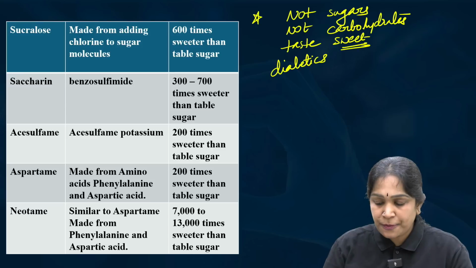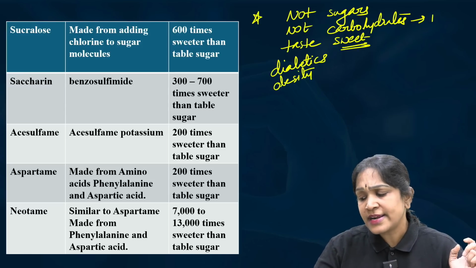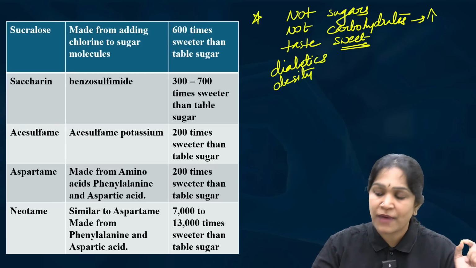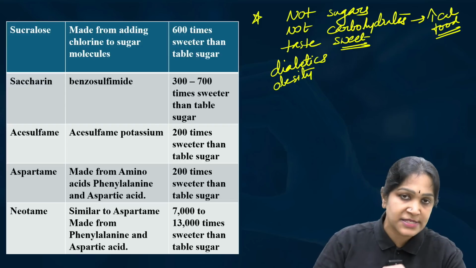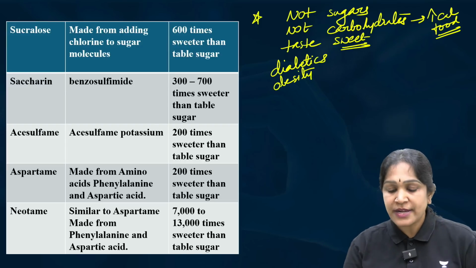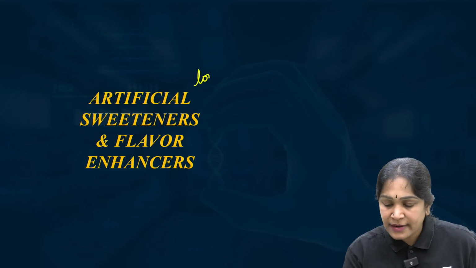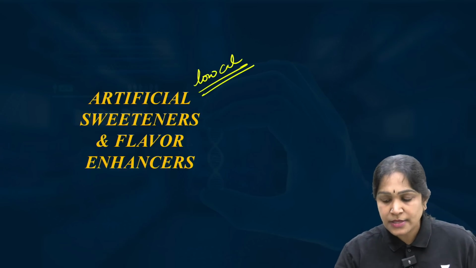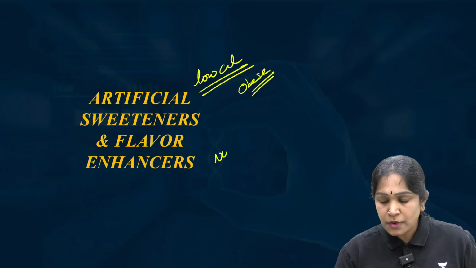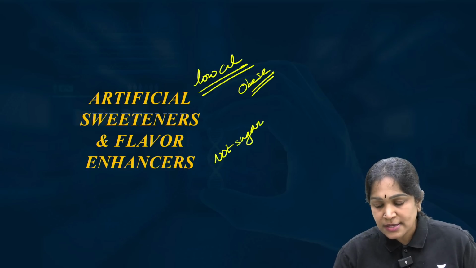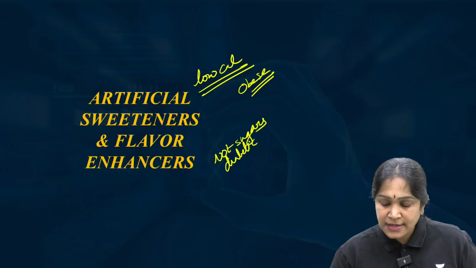Second one, they also help for obesity because carbohydrates have very high calorific value. They are very high calorie food. It means they lead to obesity. All artificial sweeteners have low calories. So therefore, obese people can consume. Also, most of them are not sugars, but they just taste sweet. So therefore, diabetics can consume.